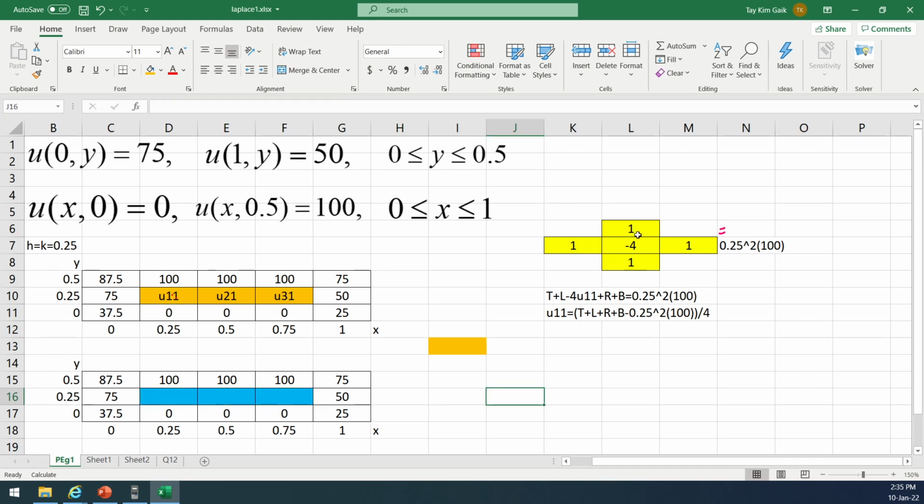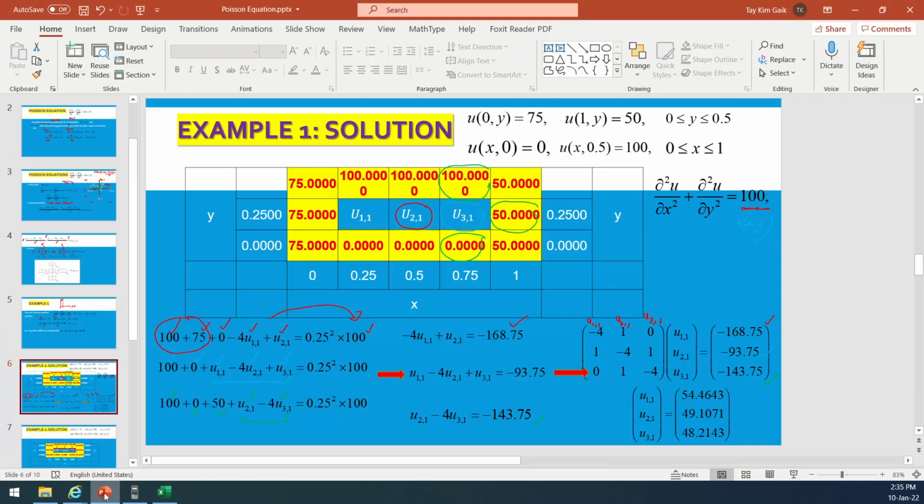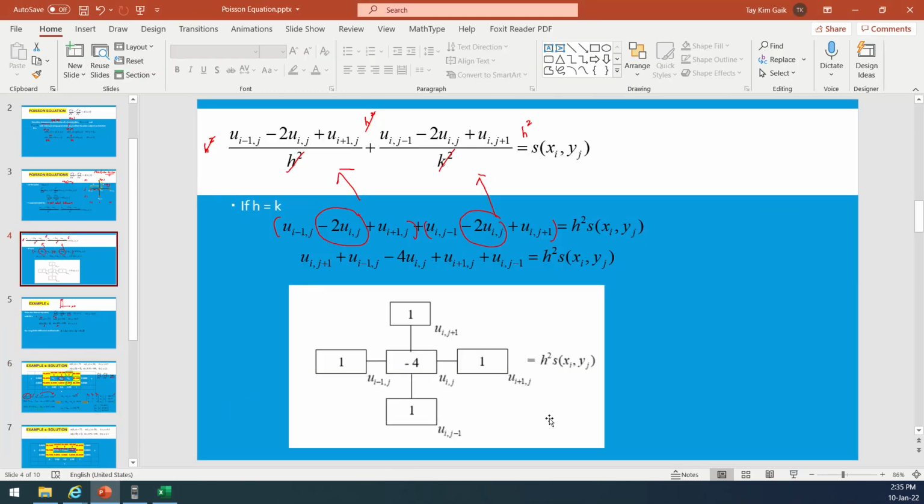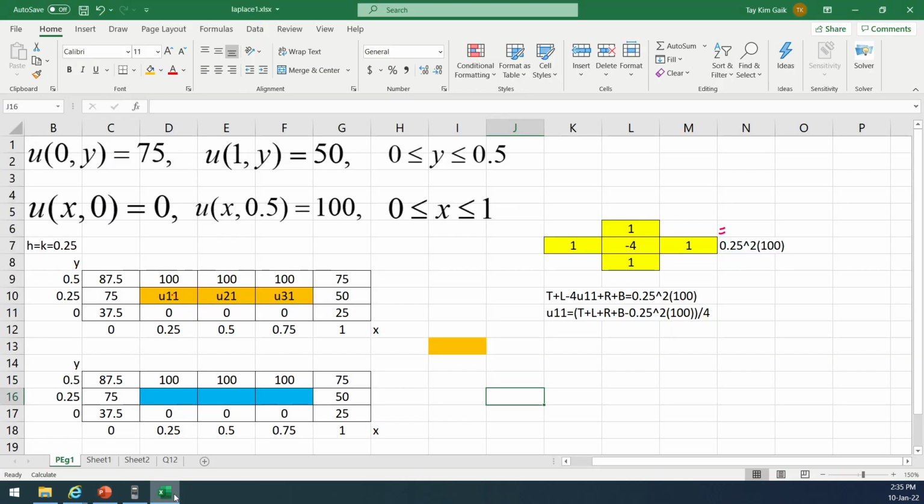Okay, so look back at this 5-point molecule here. It says 1 time the top cell plus 1 time your left cell minus 4 times the target that you want to solve plus 1 time the right cell plus 1 time the bottom cell equal to h squared times s(xi, yj). Where the h squared here is 0.25 squared, and the function s(xi, yj) is 100.